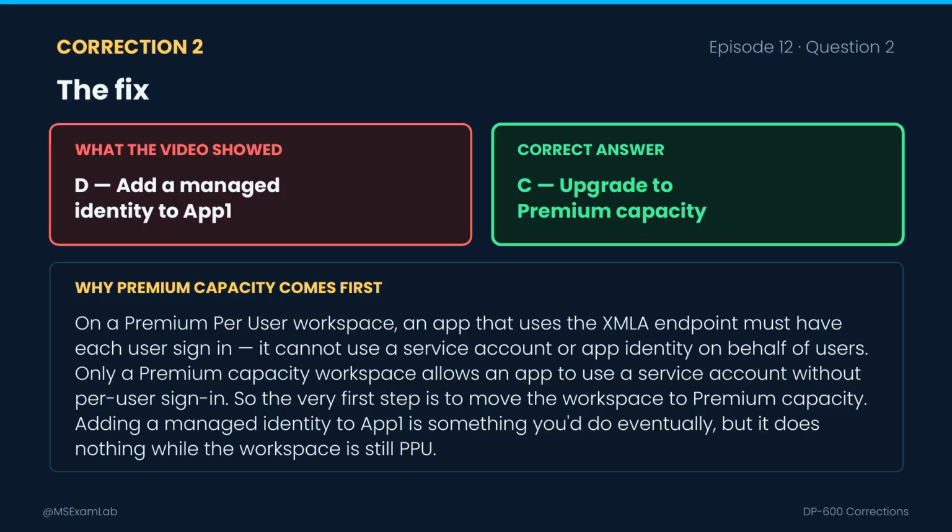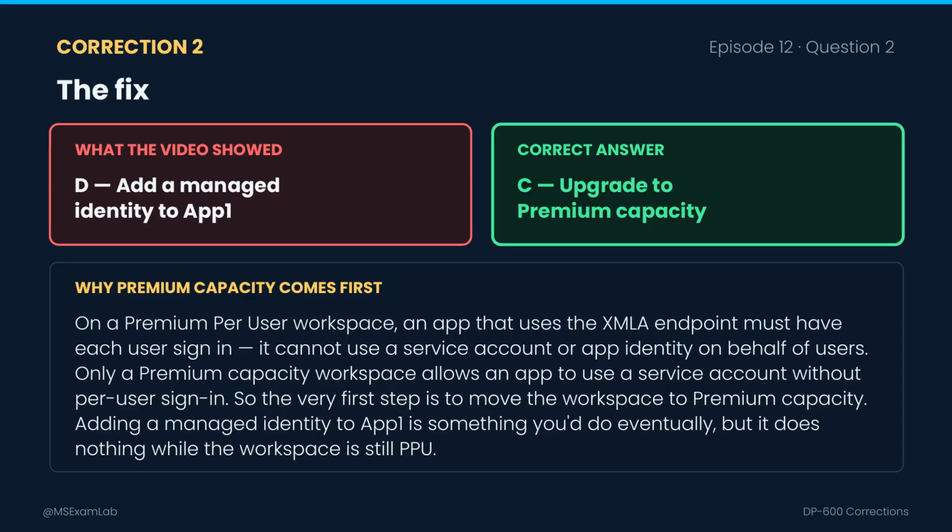Here's the fix. In the video, we said D, add a managed identity to App1. That is not the first step. The correct answer is C, upgrade the workspace to premium capacity. And here's the reason. On a premium per user workspace, an app that uses the XMLA endpoint must have each user sign in. It cannot use a service account or an app identity to act on behalf of users. That's a hard limitation of PPU. Only a premium capacity workspace lets an app use a service account without per-user sign-in.